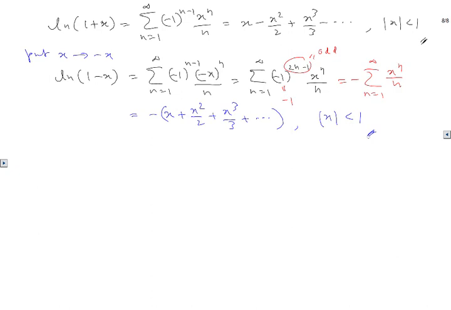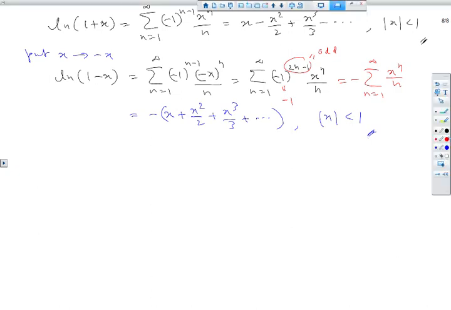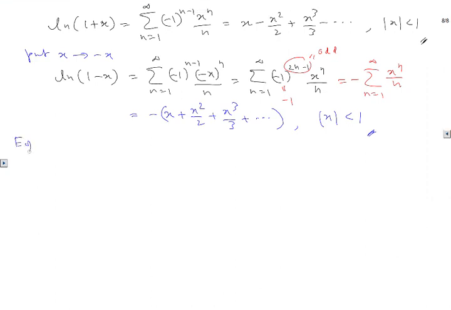Okay, let's do something interesting. How about this one? Find the power series for the function f(x) equals tan inverse x.